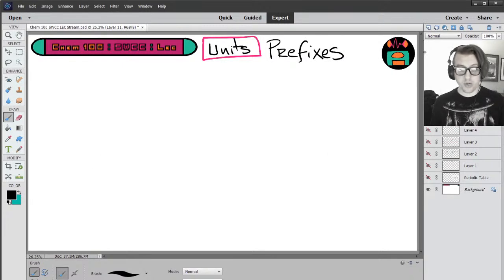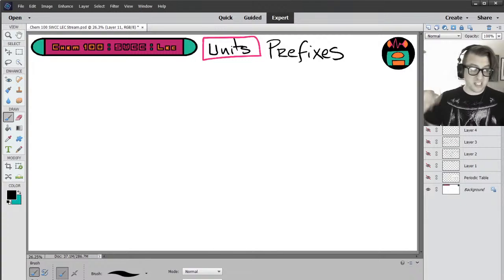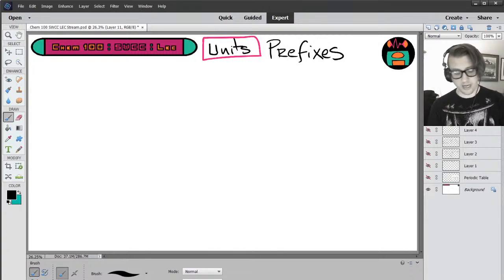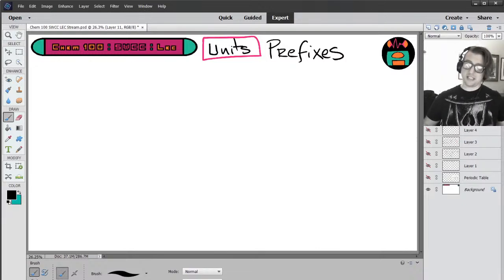So prefixes, if we were meeting in person in a classroom and I was giving you tests, I'd tell you you have to memorize them. You have to memorize them because these are just things that you got to know off the top of your head. I'd like to keep memorization to a minimum in my classes, but this is one of those things that there's just no getting around it.